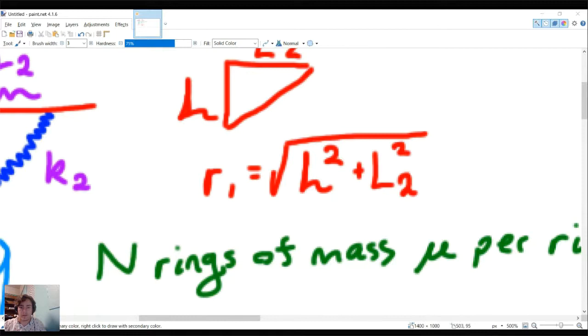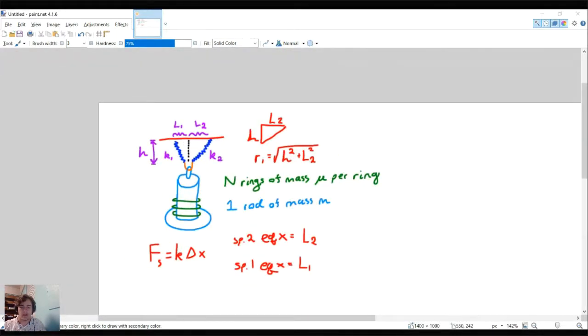Someone else just joined. Hi, Matt. This is the apparatus that we're dealing with right now, Matt, or that I'm dealing with. No one else is in the stream.